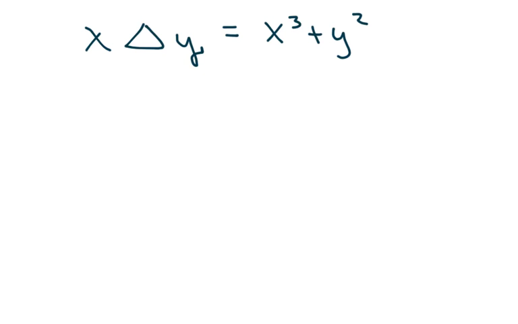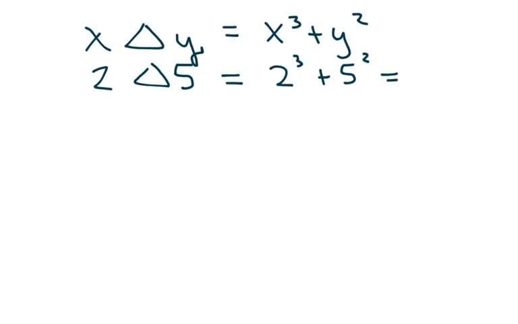Let's use x triangle y be defined as x cubed plus y squared. Okay, and so therefore what would 2 triangle 5 be? You're going to evaluate, so you're just substituting. That would be 2 cubed plus 5 squared, and that's 8 plus 25, which equals 33.